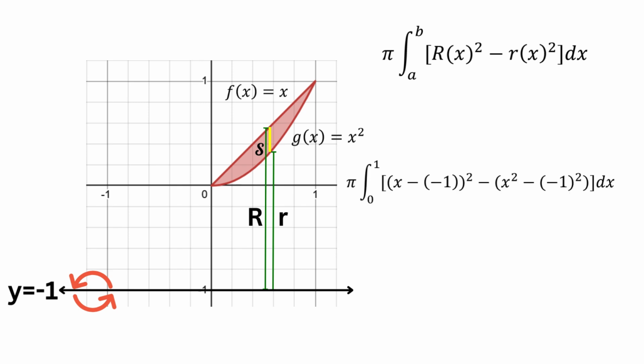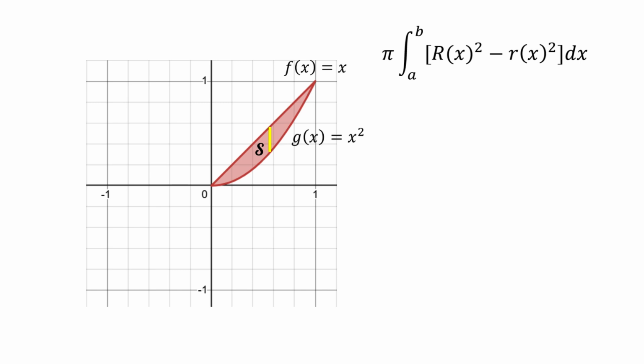So we would have x minus -1, the quantity squared, that would be my big R, minus x squared minus -1, my little r squared. If we simplify that, we would get pi times the definite integral from 0 to 1 of x plus 1, quantity squared, minus x squared plus 1, quantity squared, dx.